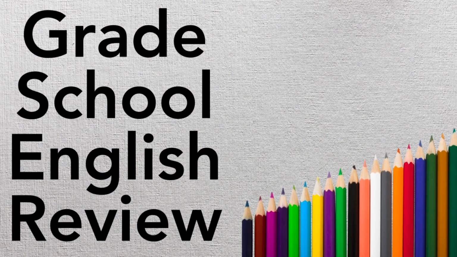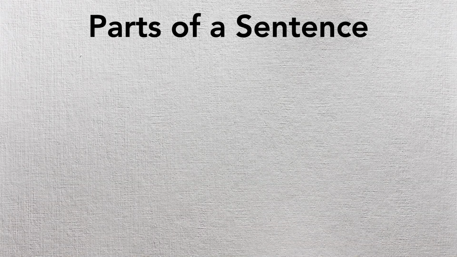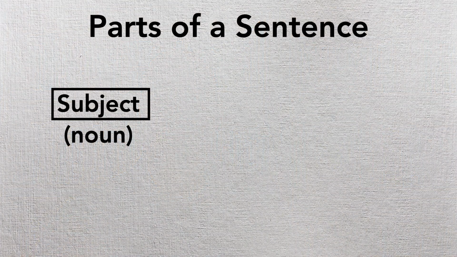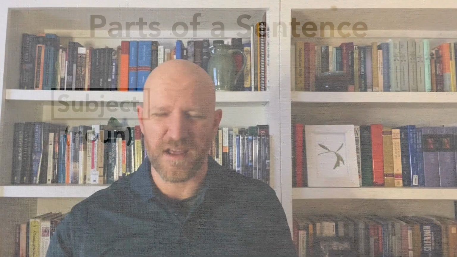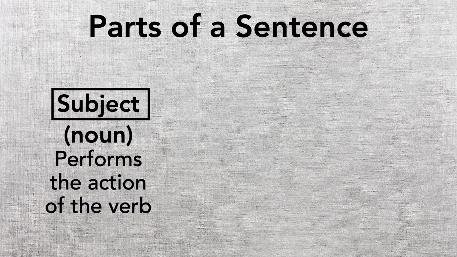And let's talk about the parts of a sentence, okay? Let's go back to grade school. Let's think about the different parts of a sentence. You may remember this back in the day. So we start with a subject. And for our purposes, we're going to assume that this subject is a noun. It could be a pronoun. It could be a proper noun. It could be a lot of different things. But let's assume that it's a noun. So you're going to have a subject as part of a sentence. And this is going to perform the action of the verb. The subject performs the action of the verb.